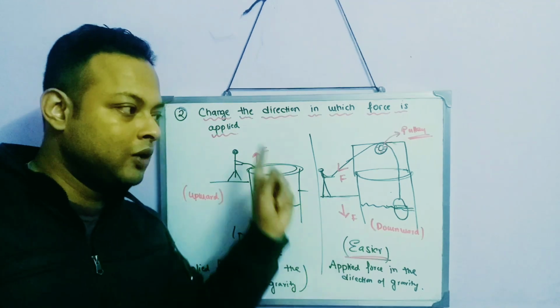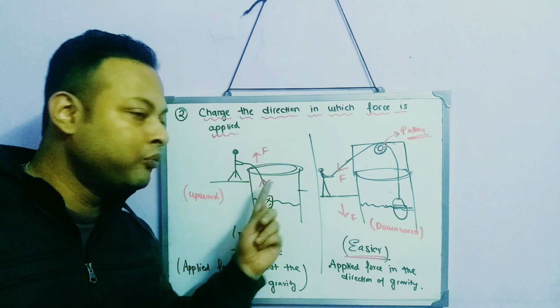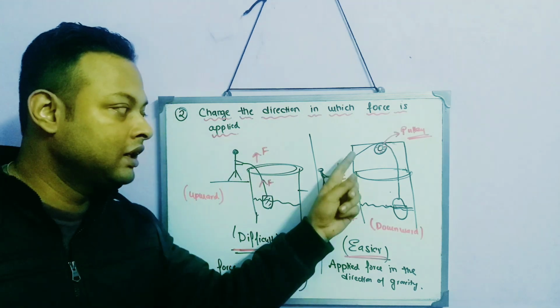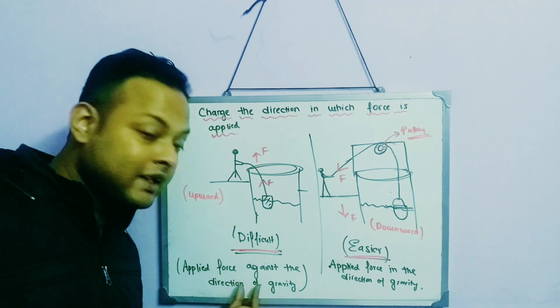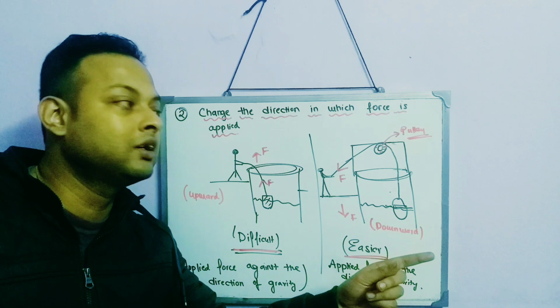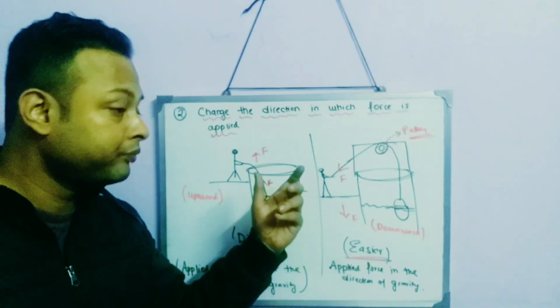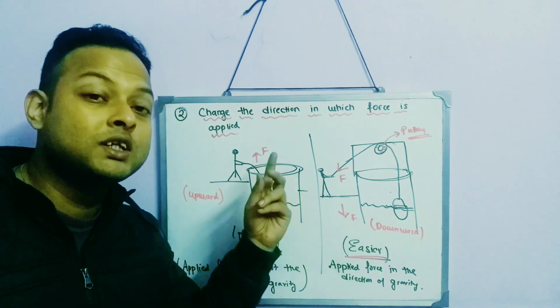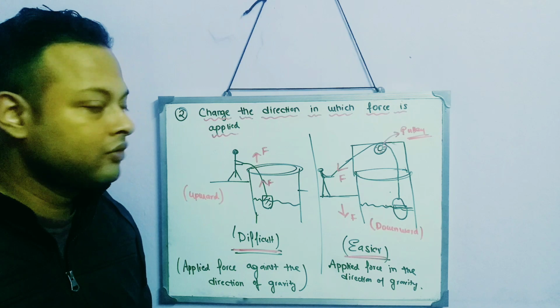Previously force, upward direction. Now with the pulley, downward direction. Upward direction, difficult. Downward direction, easier. Why is it difficult? Against the force of gravity. Why is it easy? With the force of gravity. So I hope you understood this part. Why are machines used? What is the second purpose of using a machine? To change the direction of force.